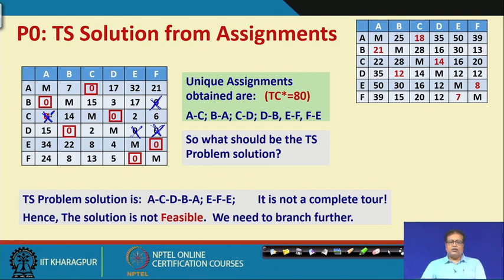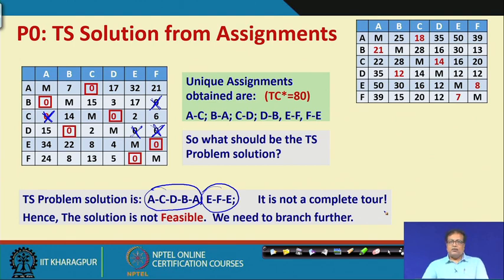But what is the solution that we have got? We have got A to C, B to A, C to D, D to B, E to F and F to E. And if you look at all these figures, then we get the TC star equal to 80. So, what is the TSP solution? A to C, C to D, D to B, B to A. So, we have a subtour here, we have another subtour here. So, it is not a complete tour. So, we need to branch further.